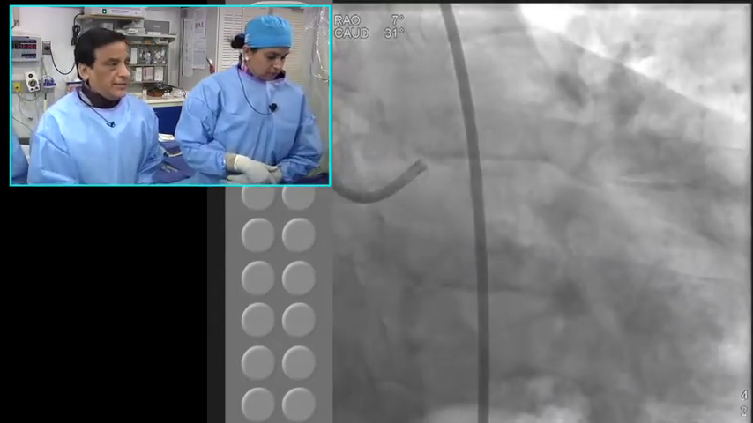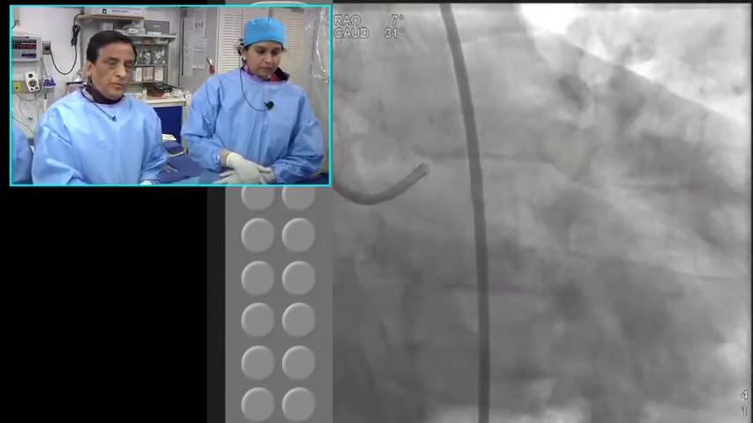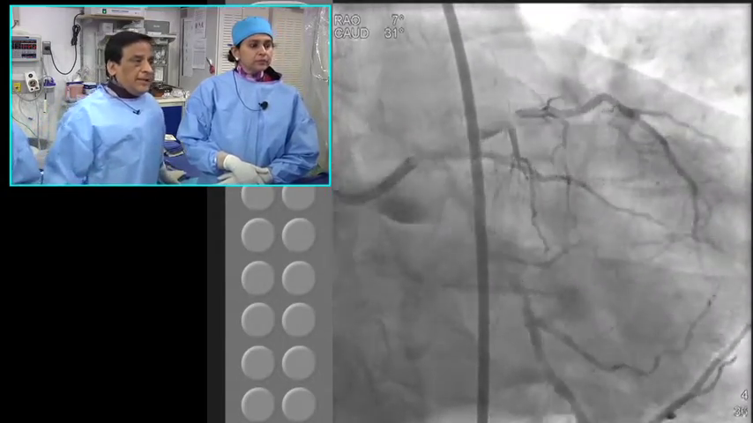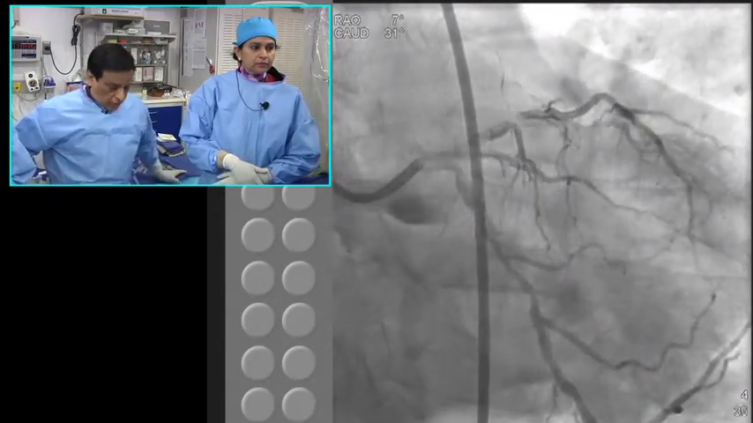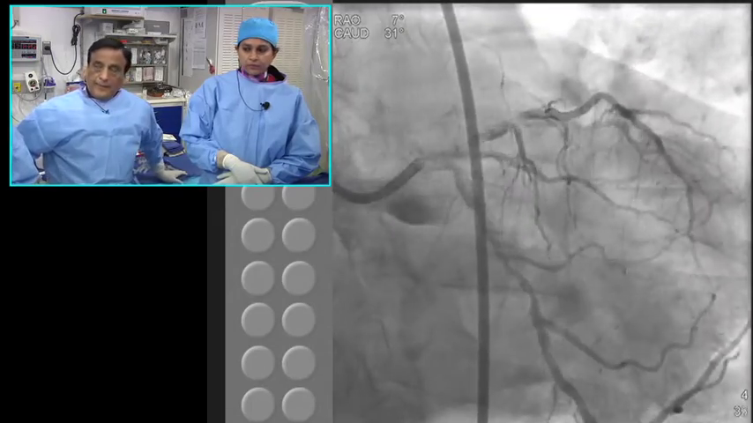But we felt that in this case, it will be appropriate to incorporate the physiological assessment, that is, an FFR-guided intervention.